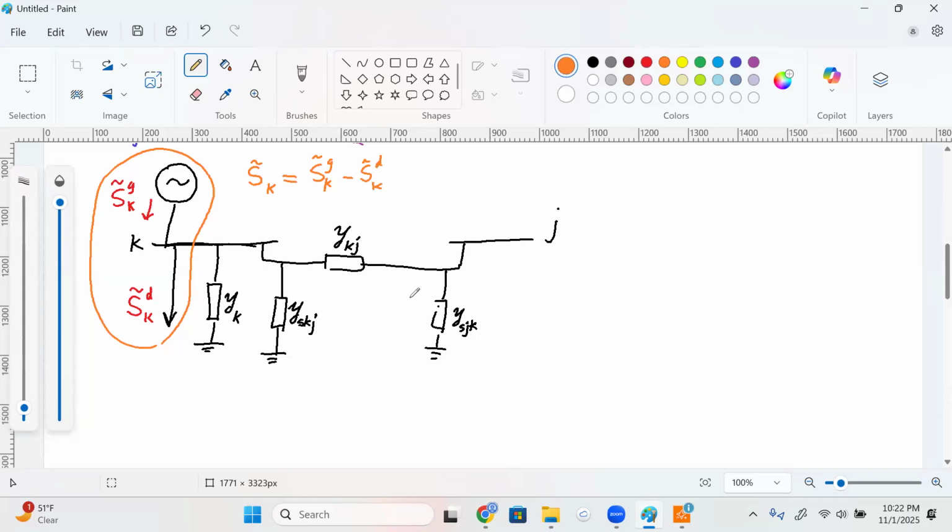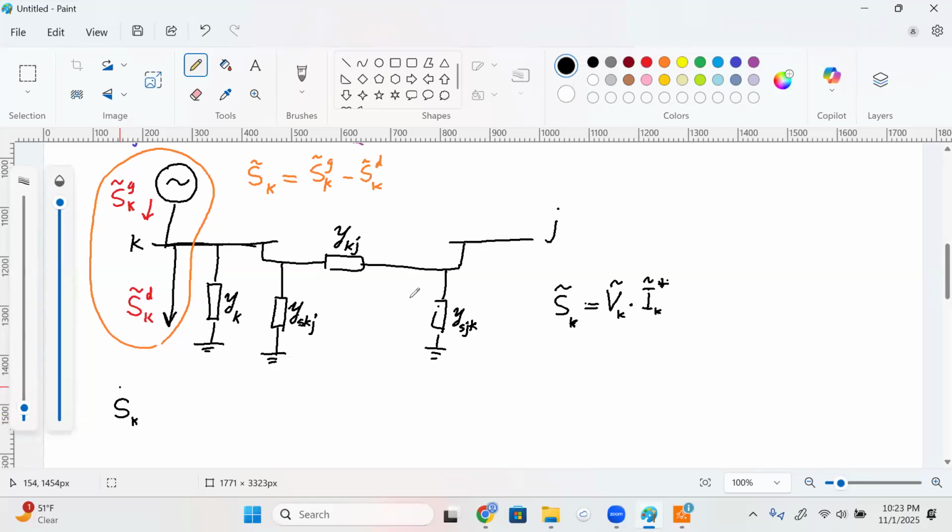What I'm going to do next is try to find an equation for S_K based on the voltages and the parameters of this network. You remember that the most basic equation for complex power, S_K, would be the voltage at that node times the net current injection at that node, conjugated. Now, I do know what the voltage phasor is. I don't know what the current phasor is. However, knowing the voltages and admittances, I should be able to find the current phasor too. So let's try to expand it here.